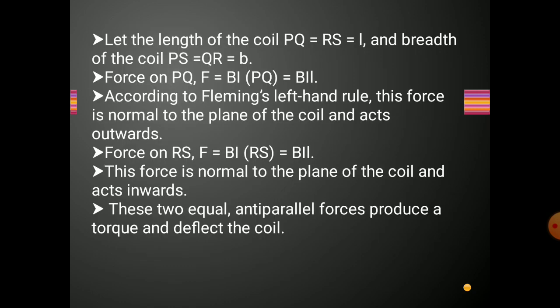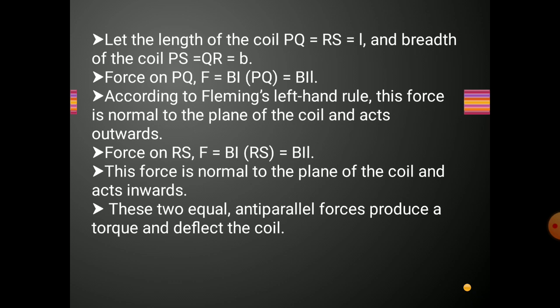Now let the length of the coil, that is PQ and RS, be L, and the breadth of the coil, that is PS and QR, be b. Now the force on PQ is given by BIL.